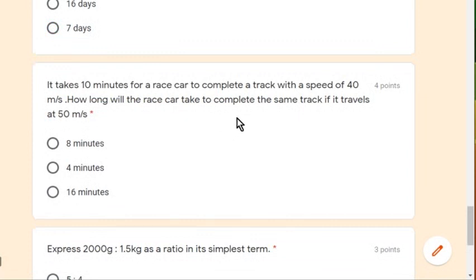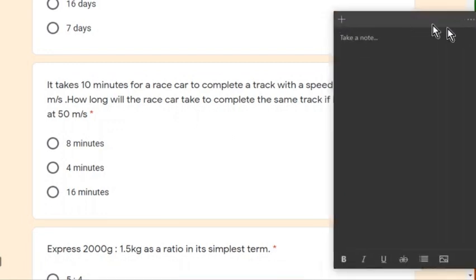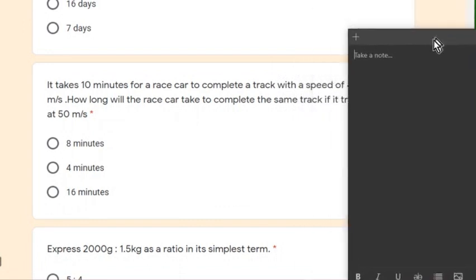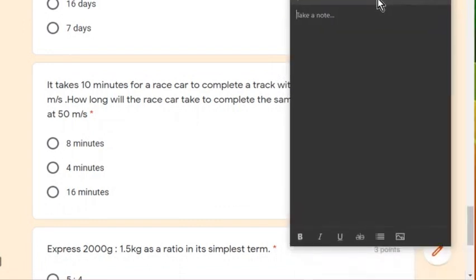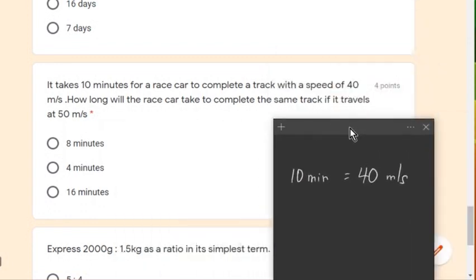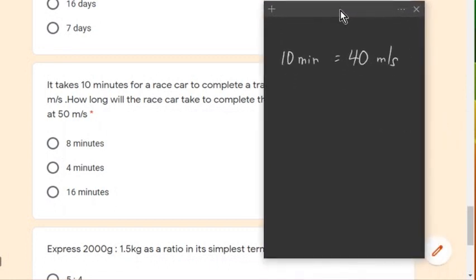It takes 10 minutes for a race car to complete a track with a speed of 40 meters per second. How long will the race car take to complete the same track if it travels at 50 meters per second? So this is speed and time, so it tells us that it is in direct proportion. So we have 10 minutes at 40 meters per second. And then how long will the race car take to cover the same track if it's traveling at 50 meters per second? So how many minutes will that be?